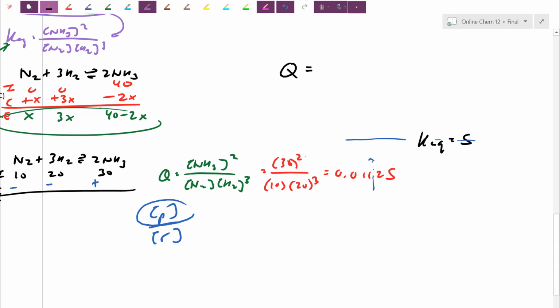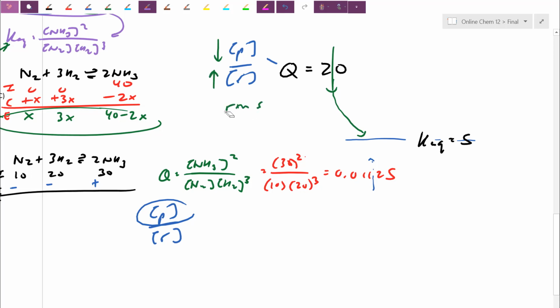What if my Q value was actually bigger? What if, when I calculated it, it were like 20? Well, my current products over reactants ratio happens to be a little bit too big. What I would do then is I would want to drop the 20. I want systems to naturally approach equilibrium. I want to drop my ratio. For this fraction to drop, I would need to lose products, gain reactants. So therefore, my reaction ends up shifting left.